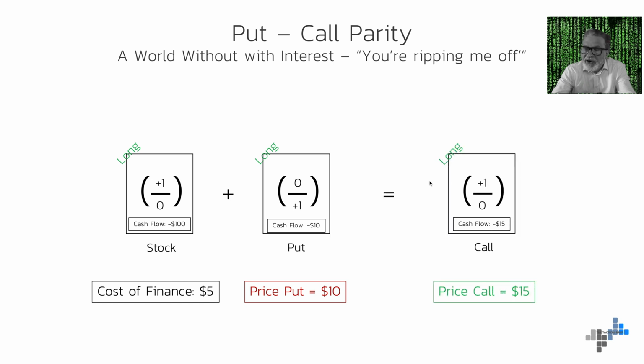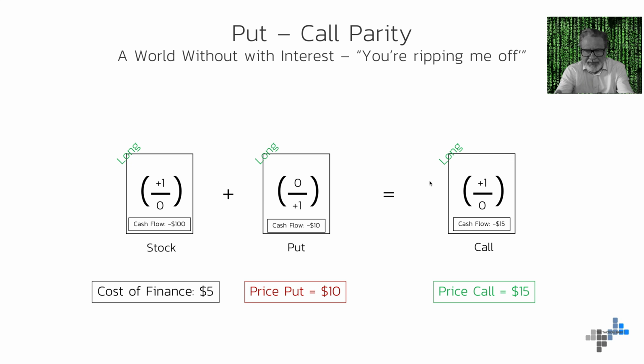We knew that this was exactly a call. Now we simply say, what's the cost of finance for the share? What's the price of the put? We know the stock plus the put is $15, so the call price has to be $15. And there you have it. You don't need Black Scholes. You can do it on the screen.